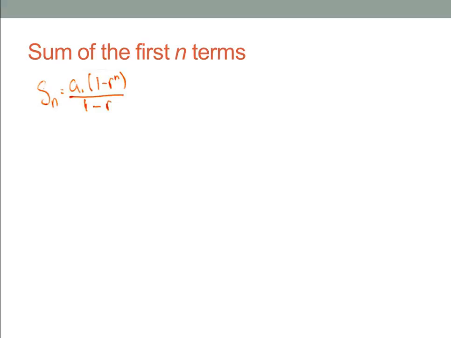Okay, so we found the nth term. Let's find the sum of the first n terms. Now notice, unlike the formula for the sum of the terms in an arithmetic sequence, we do not need to know the nth term. We just need to know the ratio and the first number, or the first term.